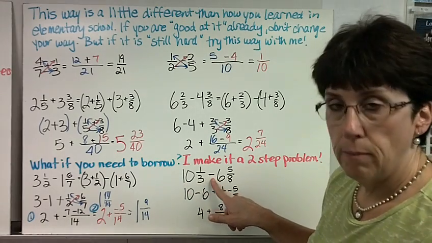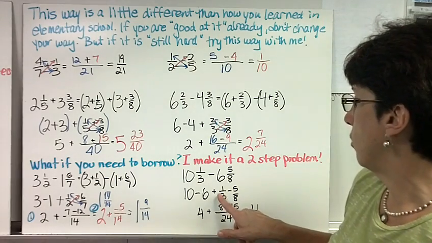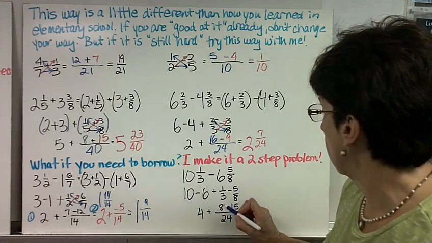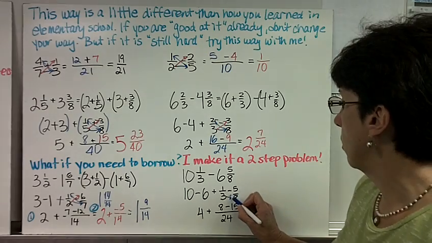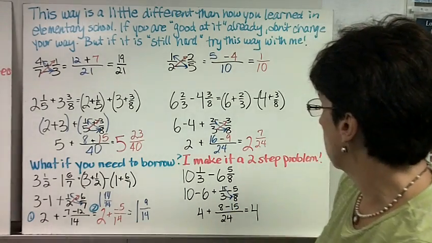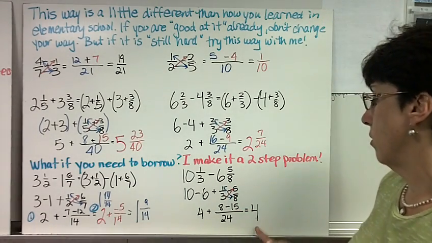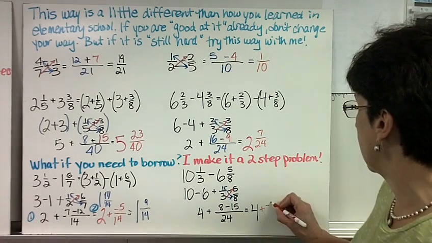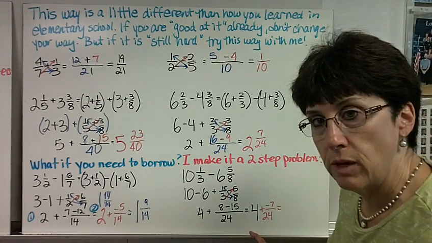10 and 1/3 minus 6 and 5/8. So I'm going to say 10 minus 6 is 4. And then my problem is 1/3 minus 5/8. So I did my math already. 3 times 8 is 24. 8 times 1 is 8. 3 times 5 is 15. Okay, I brought my 4 over. I'm going to say 4 plus 8 minus 15 is -7. So I'm not finished. I still have one more piece of my problem.